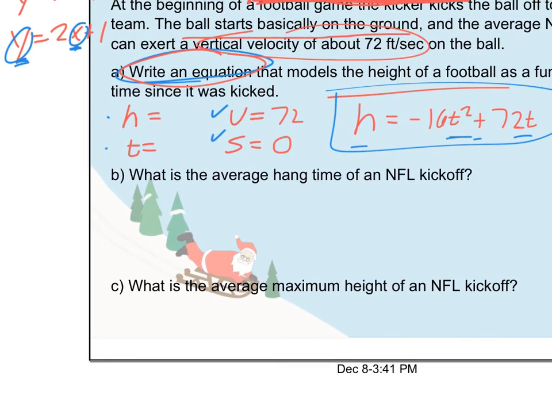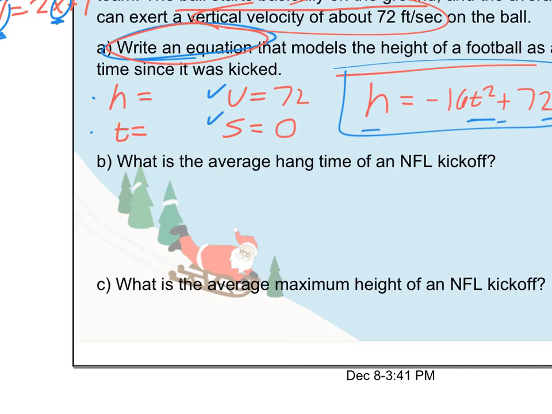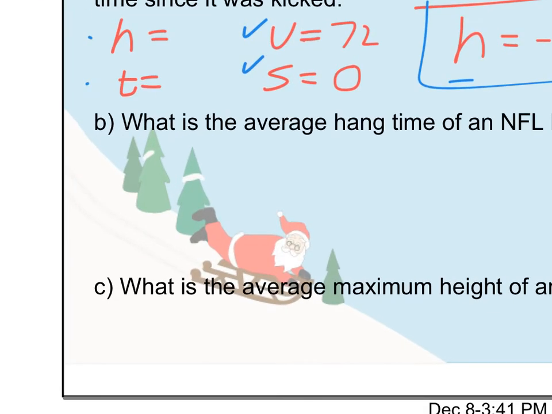Okay, so good. Using that equation for part B, it says, what's the average hang time of an NFL kickoff? Now, when starting these next problems, you should start the same way we just did. Start off by listing our 4 variables and figuring out what we're trying to find and what we have. In certain problems it may change, but in this one, notice that it doesn't say anything about the initial vertical velocity changing, so that's still 72.